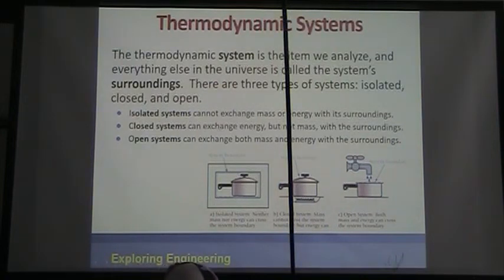Closed systems can exchange energy, but not mass, with the surroundings. And open systems can exchange both mass and energy with the surroundings. So you'll notice our first illustration here is an isolated system. Our water in a pot is closed off from anything in the area. It can't exchange mass or energy.